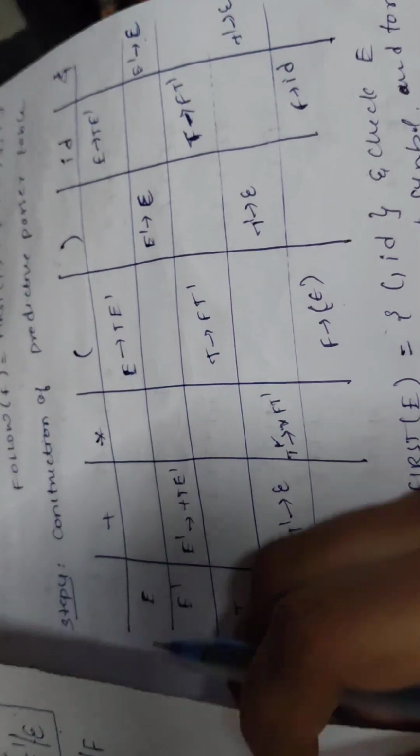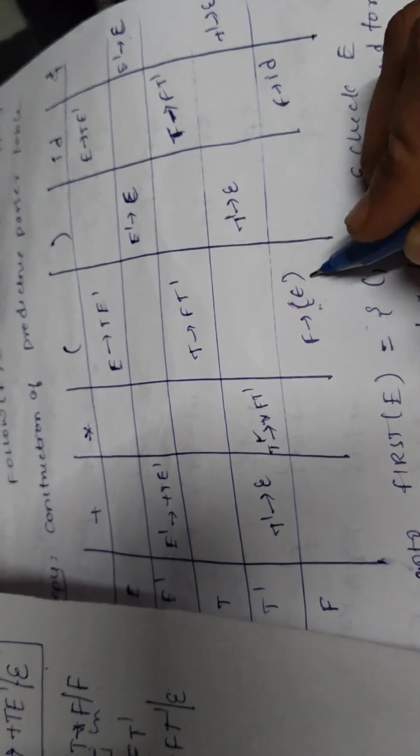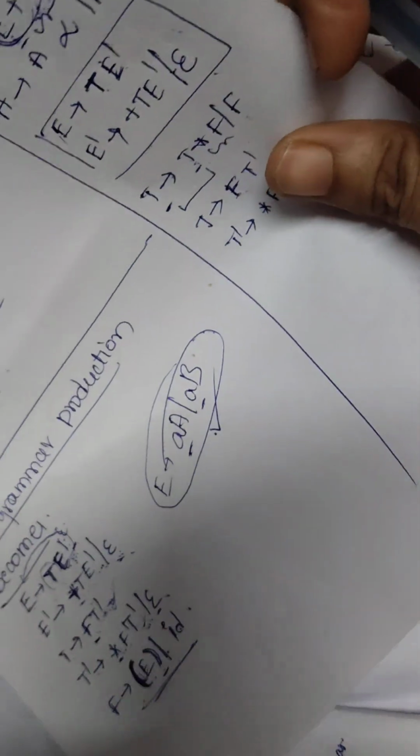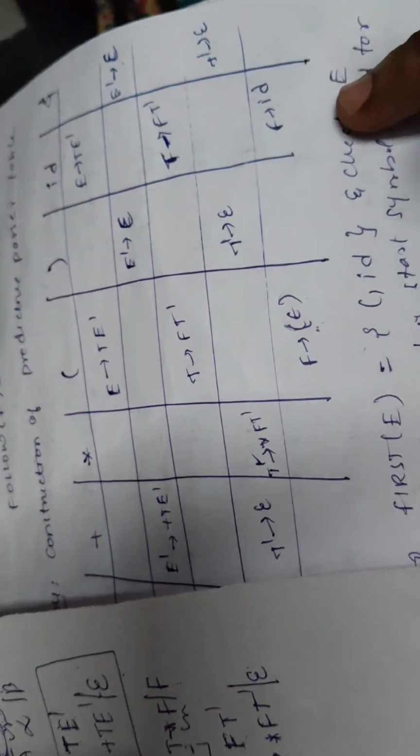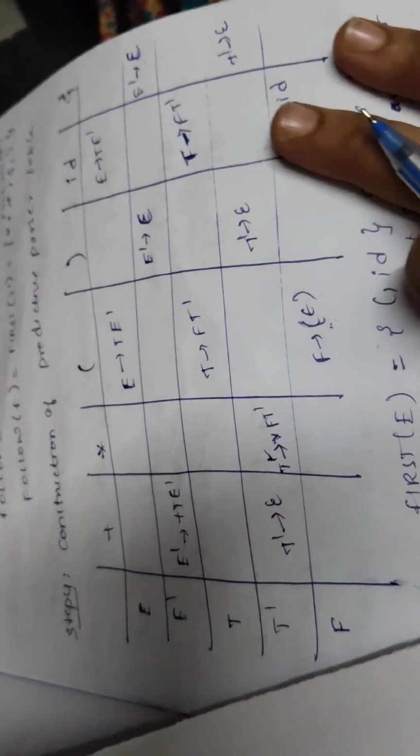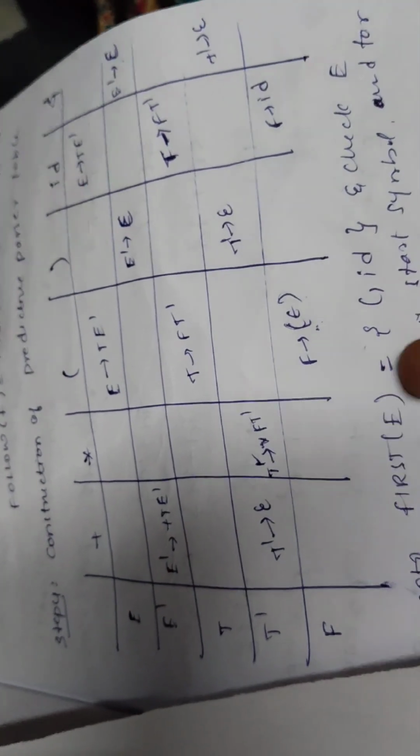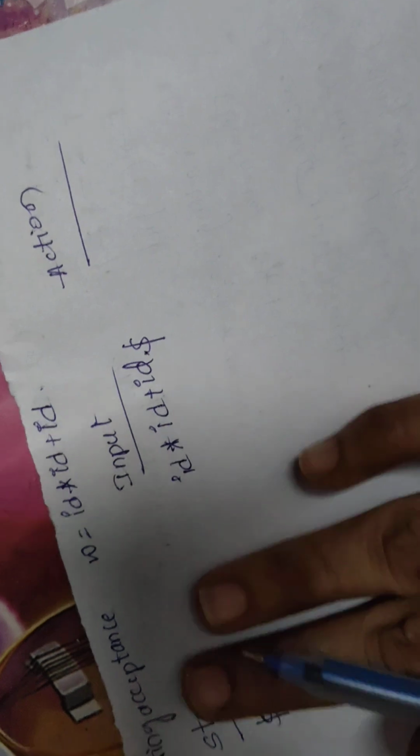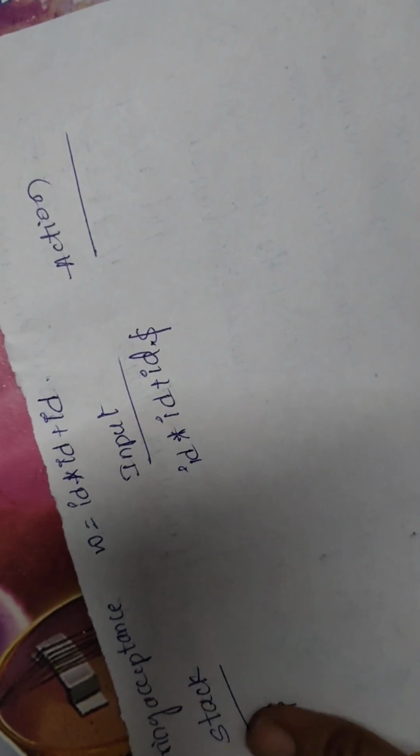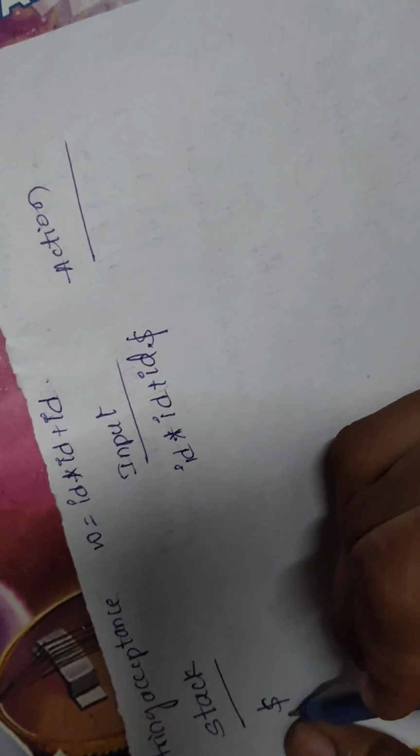So this is the open. This is the f prediction, right? First is related to the open and close parenthesis. So in open parenthesis, you can write this prediction, which is related to the open parenthesis. The next one is id. So in place of id, you can write f produces id. In this way, you need to calculate the table.